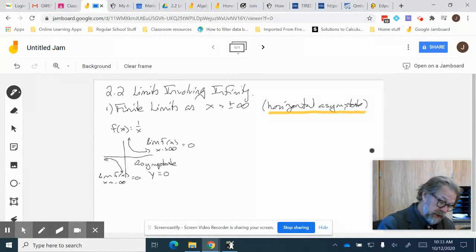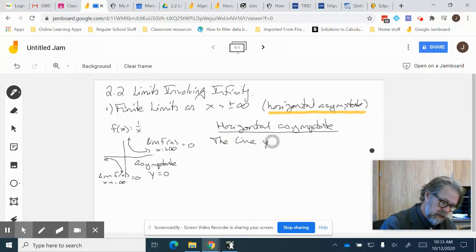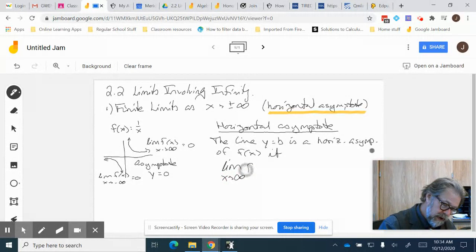So it turns out that the official definition of a horizontal asymptote is: the line y equals b is a horizontal asymptote of f of x if, and we've got 2 possibilities here, either the limit as x goes to infinity of f of x is b, or the limit as x goes to negative infinity of f of x is equal to b.